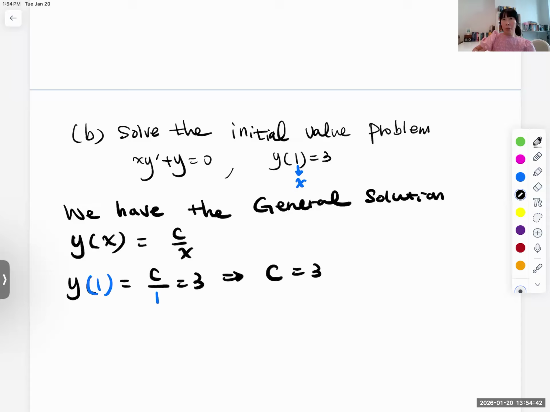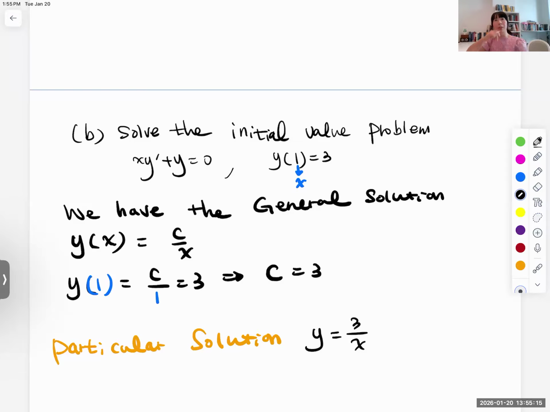Then we have the particular solution. So we have y of x equal to 3 over x. Yeah, that's the particular solution.